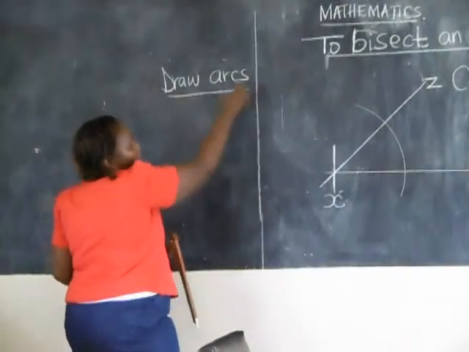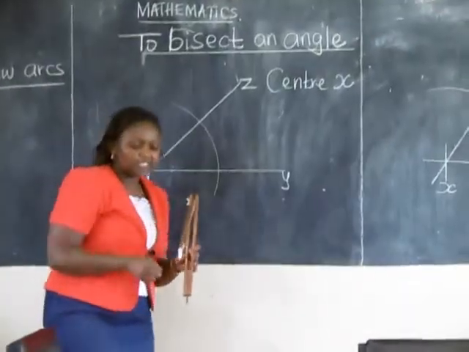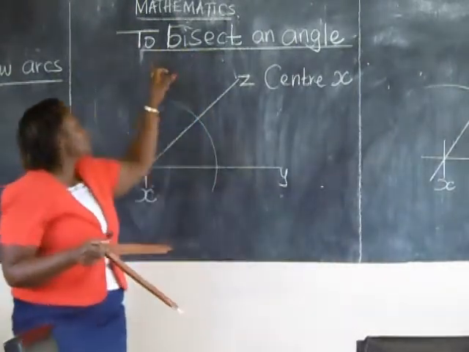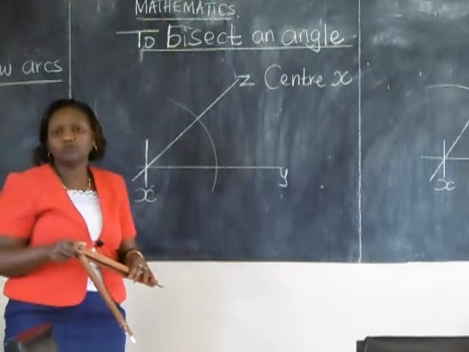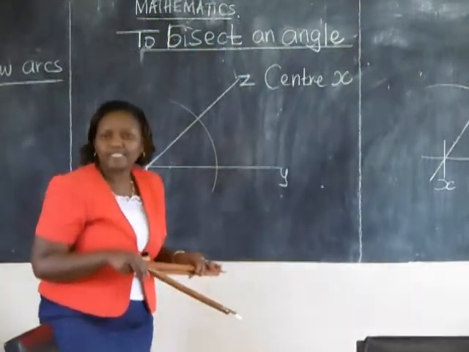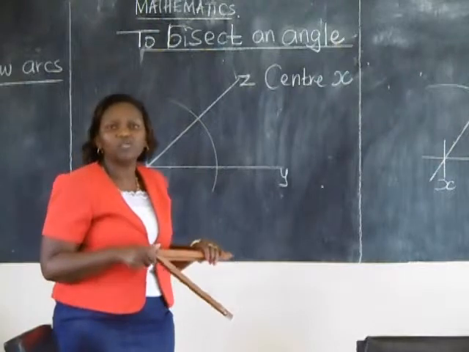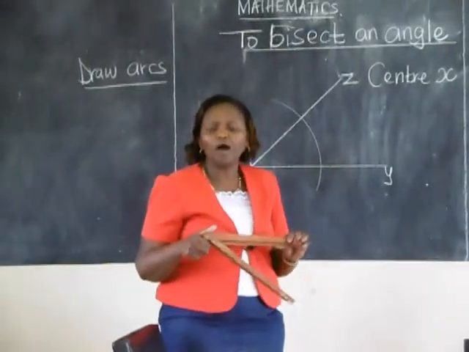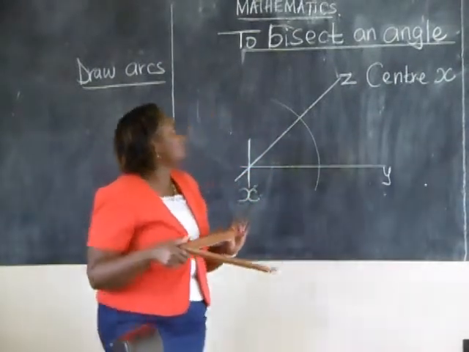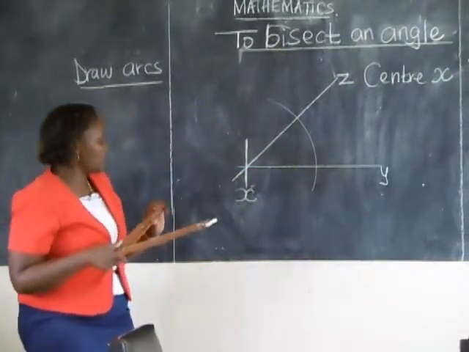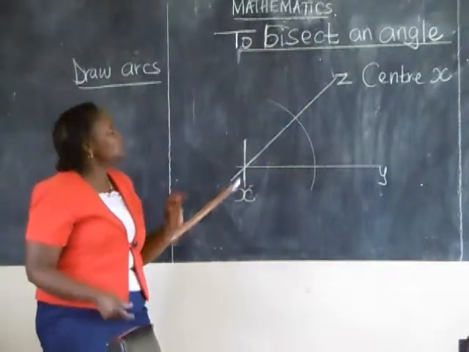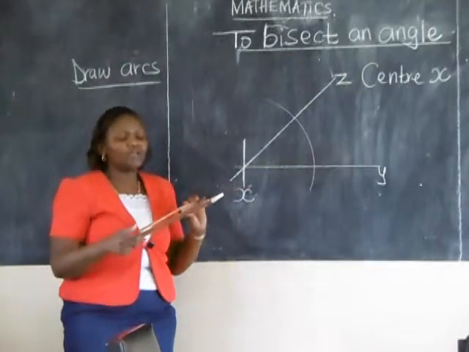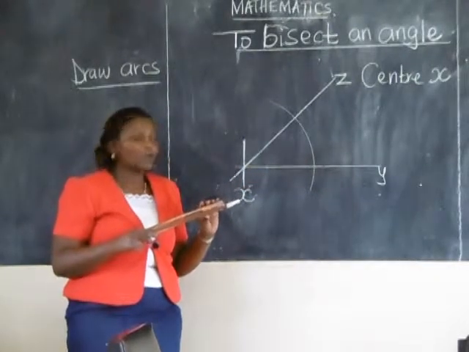We are going to draw arcs. Now, using your pair of compasses. As I told you, we are going to learn how to bisect an angle. To bisect is to divide something into equal parts. So what we mean by bisecting is to divide something into equal parts. What we are going to divide here is an angle. We want to make sure that our angles are equal.